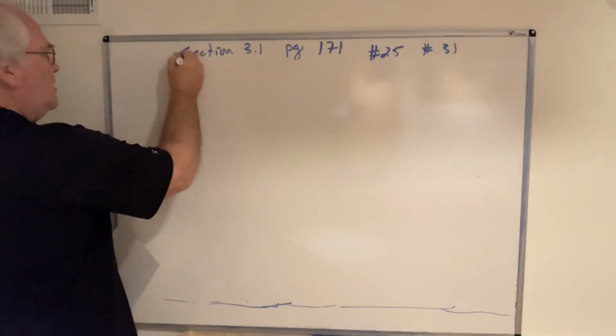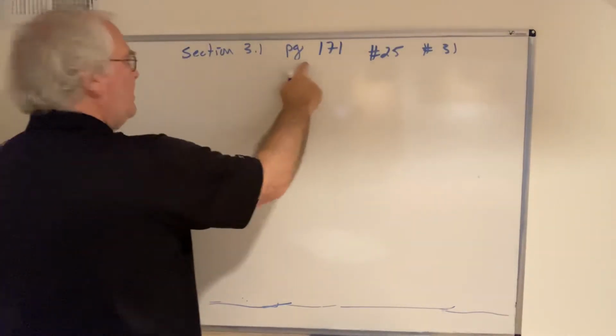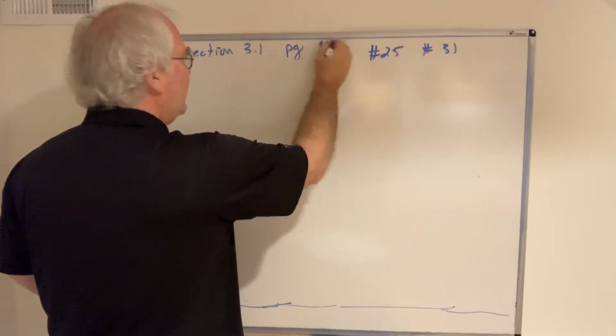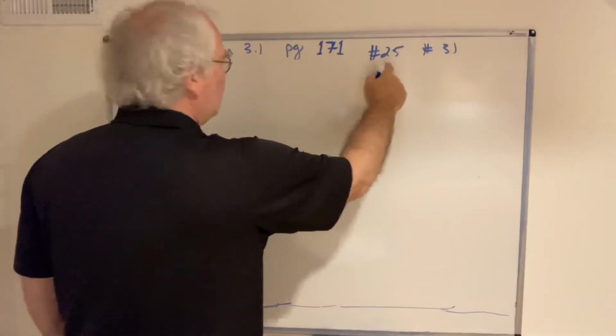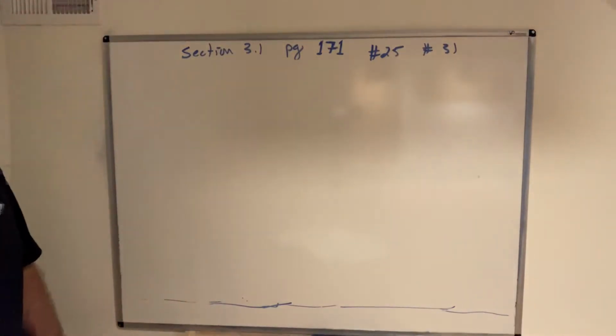So in this video, all I'm going to do is work through the solutions to section 3.1, page 171. This is 171, number 25 and number 31. So I'm just going to work through those. They're pretty straightforward. They shouldn't take a whole lot of commentary, so I'll just work through these. This should, I hope, go fairly quickly.